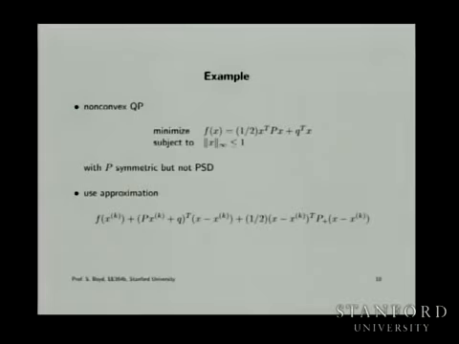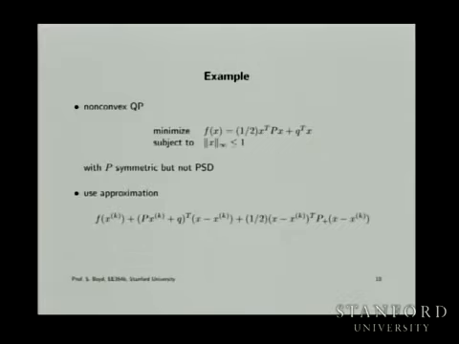Okay. So let's do an example. Our example is going to be a non-convex quadratic program. So we're going to minimize this quadratic over the unit box. By the way, it's a famous NP-hard problem. Actually, I think this one's NP-complete. But anyway, it doesn't matter. It's a famous hard problem.